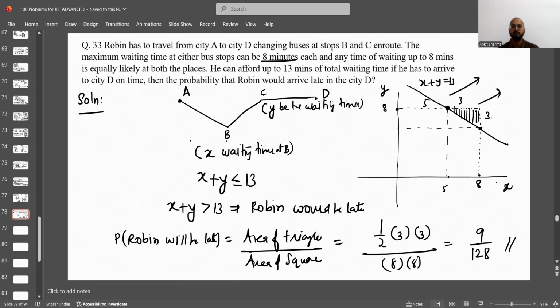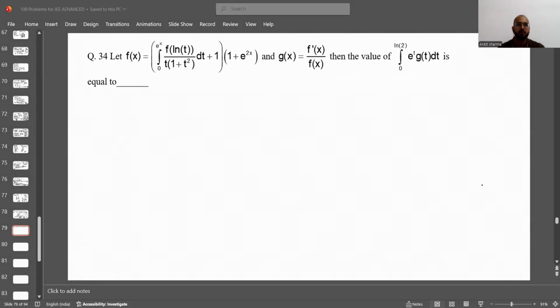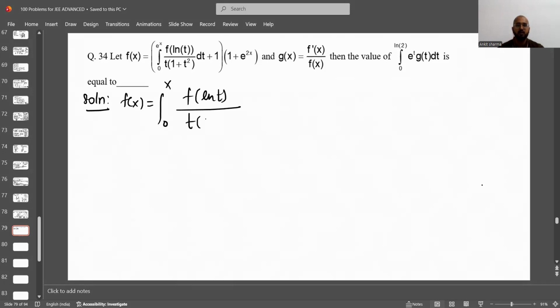Coming to the next question. Now let's look at this. Number 34. So we are given an integral: f of x is equal to the integral from 0 to x of f of ln t over t into 1 plus t square dt, plus 1, the whole multiplied by 1 plus e to the power 2x. And we are given g of x is f dash of x over f of x. So we need the integral from 0 to ln 2 of e power t into g of t dt.